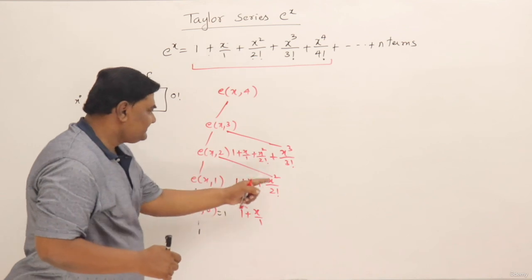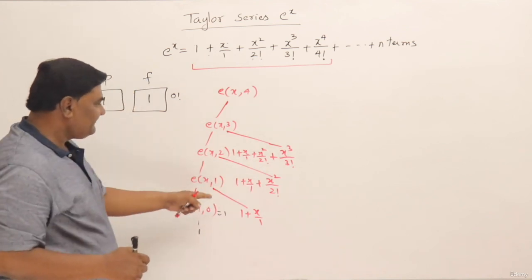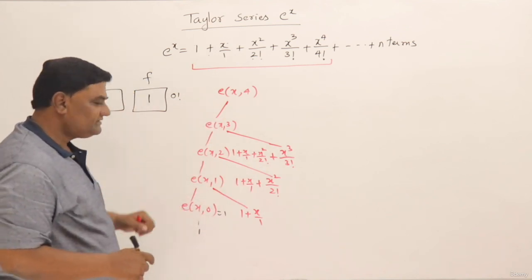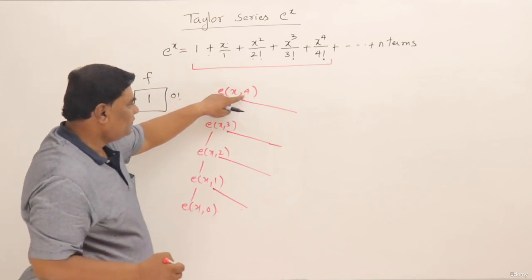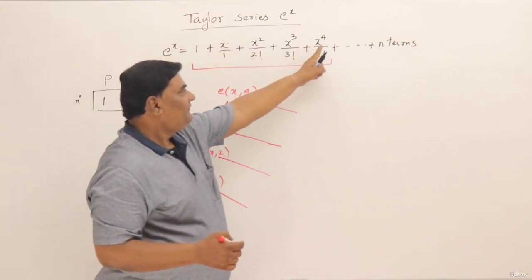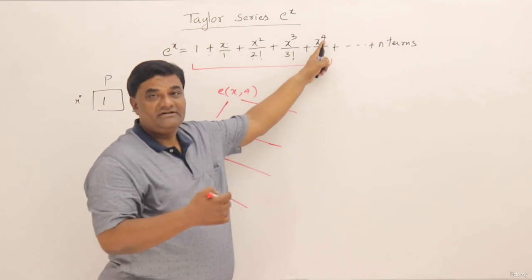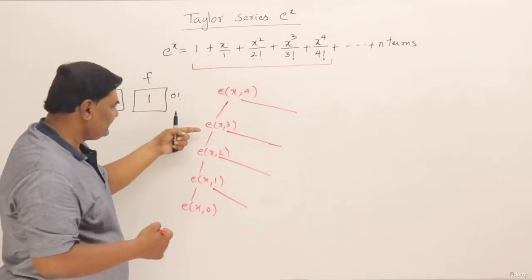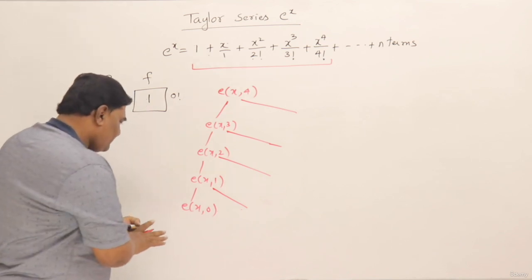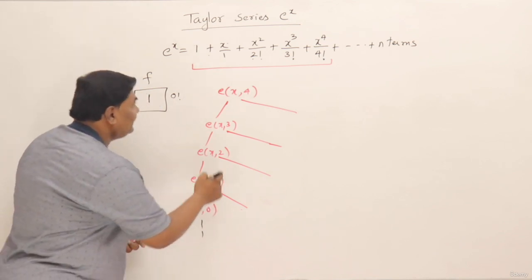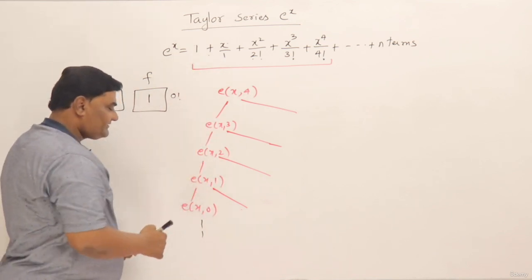Now let me trace this once again. I'll remove these and utilize these static variables in the recursive calls. Now let us start again. For this function call x comma 4, I want a total of 5 terms, that is, highest power is 4. So it will call itself with 3, then 2, then 1, then 0. For 0 it should return 1. So that is this term, 1, that it is returning.